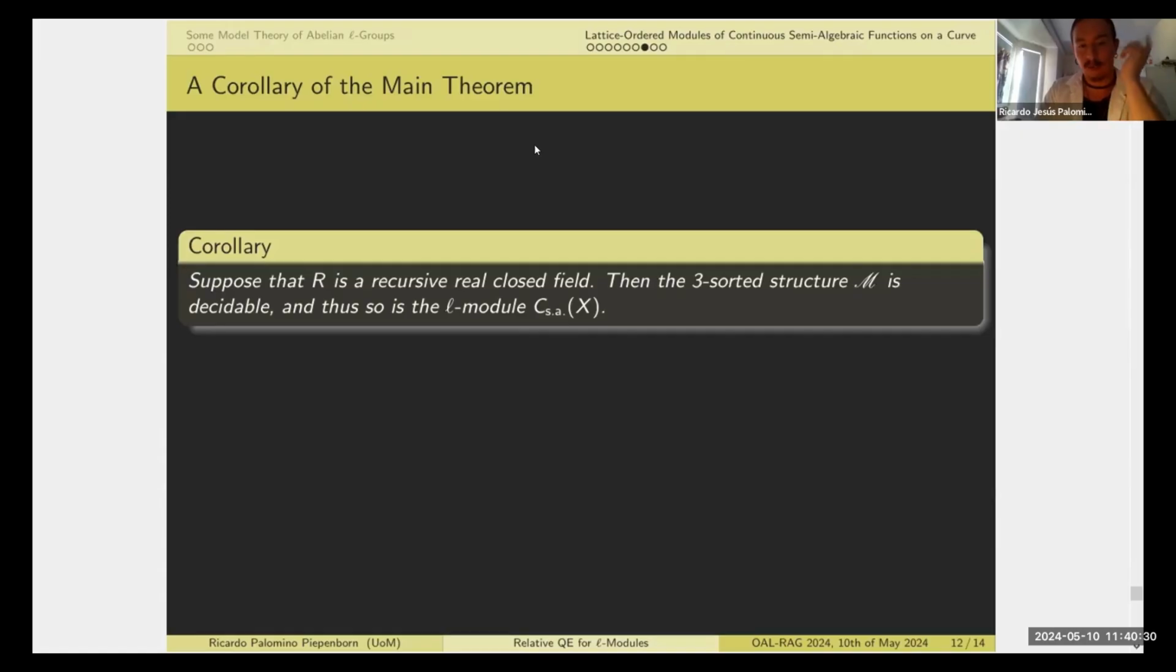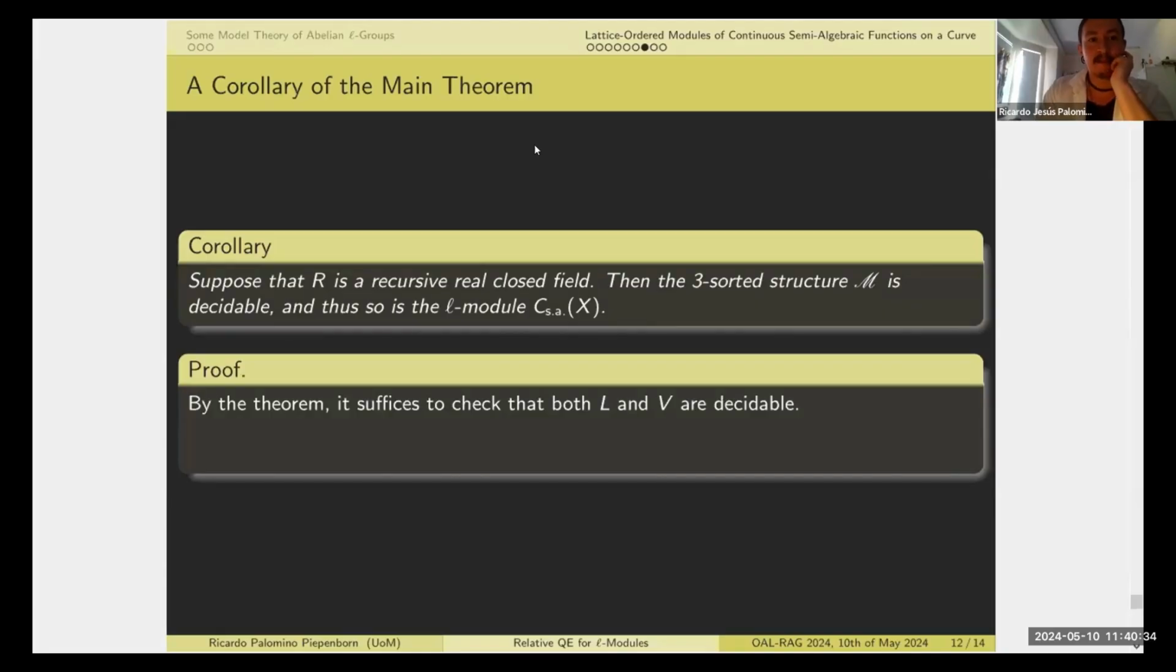And the proof sketch, I mean, there are many things that one has to prove in here, but by this theorem, because I'm working over a recursive real closed field, and this elimination of quantifiers is recursive, I just need to check that both the lattice of zero sets and the real closed valuation ring are decidable.